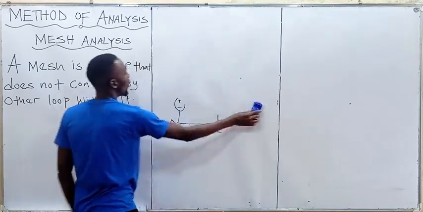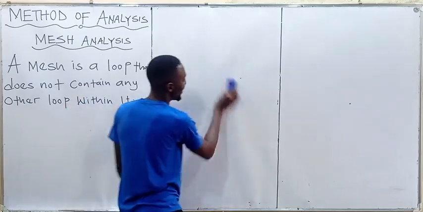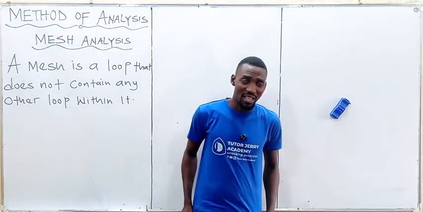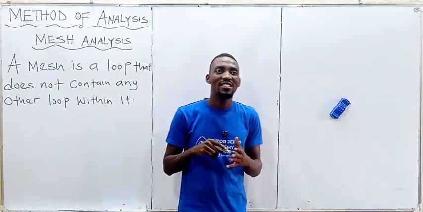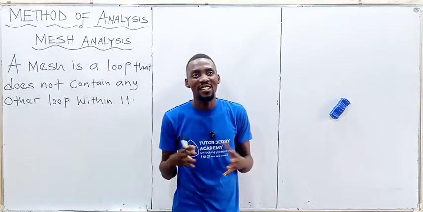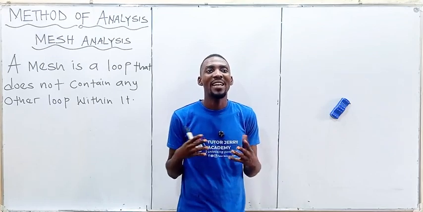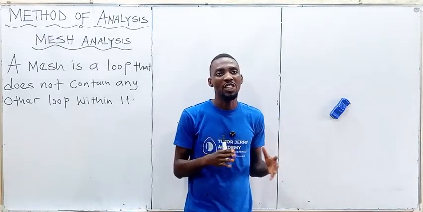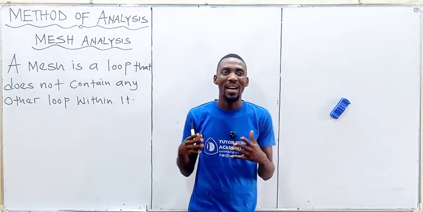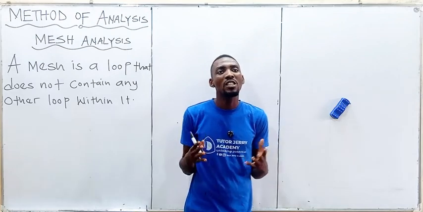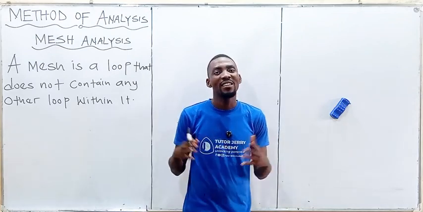All right, so now what then is mesh analysis? When we talk about mesh analysis, mesh analysis is a systematic technique that is used to determine an unknown current in a circuit by applying Kirchhoff voltage law. Is that clear? By applying Kirchhoff voltage law, and this is mostly applicable to a planar circuit.